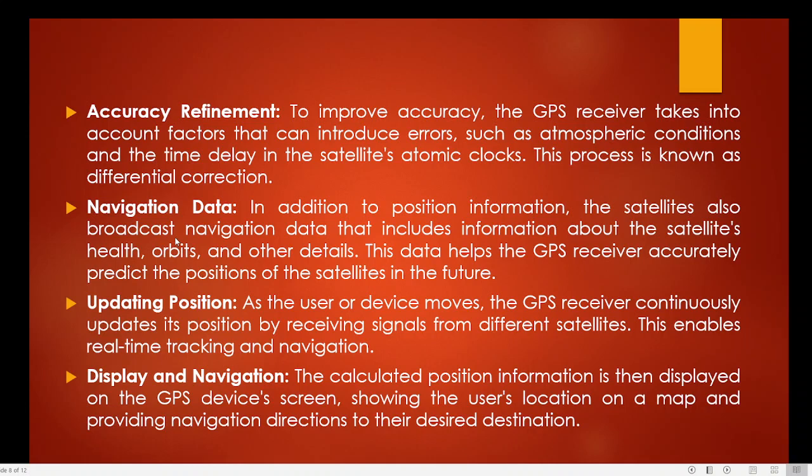Then another type of data that satellites will be transmitting is about the health of the satellite, and that will also be transmitted here. Then updating position. For example, you are traveling in a car, or you are walking in a place. A person using their GPS receiver will immediately see how much speed you are walking at.